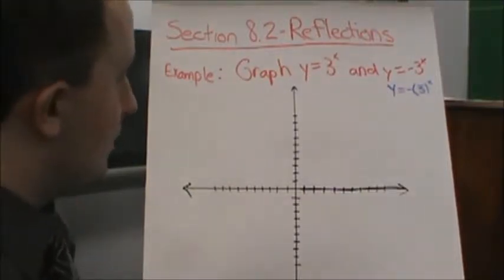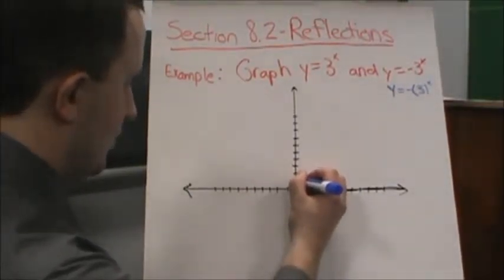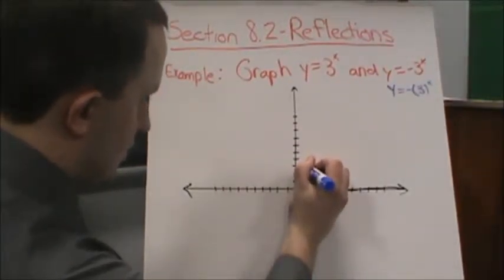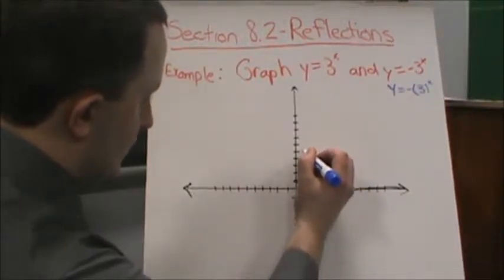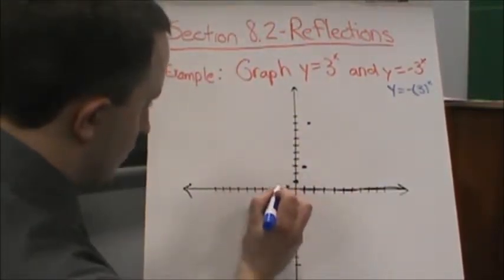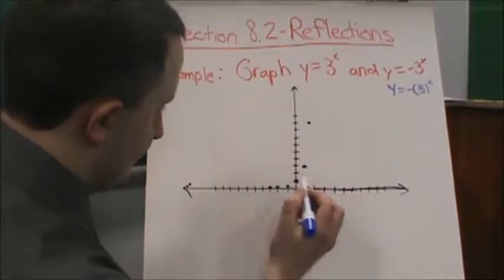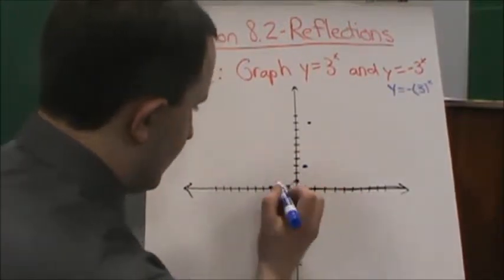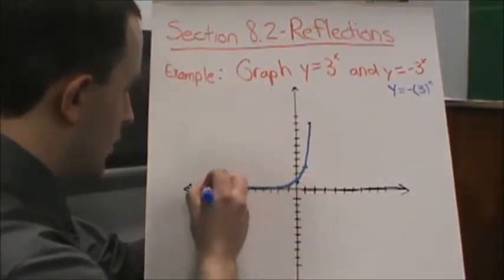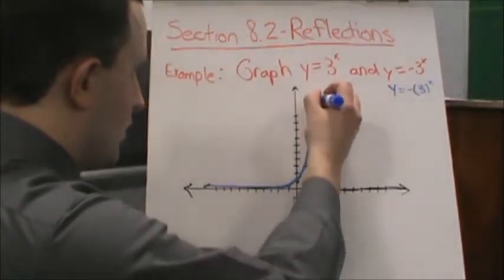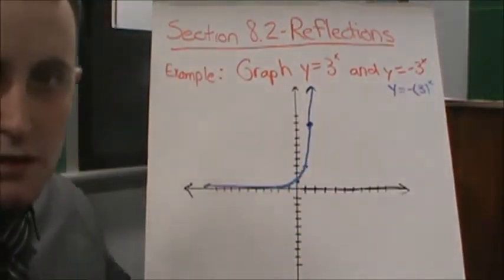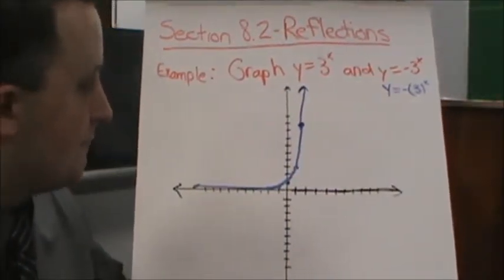So first off, we've graphed y equals 3 to the x before. We know there's going to be a point at 0, 1, 1, 3, and 2, 9. We also know there's going to be points way down here. So if we were just to draw that nice curve, we get a line that looks something like that.